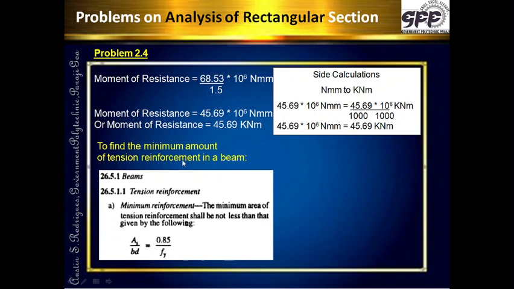Now there is another thing which has been asked, which is to find the minimum amount of tension reinforcement in the beam as per the IS code. Now let us have a look at that. That has been given on page number 46, clause 26.5.1 in beams. 26.5.1.1 tension reinforcement says the minimum area of tension reinforcement shall not be less than what has been given over here: As upon bd equal to 0.85 upon Fy.